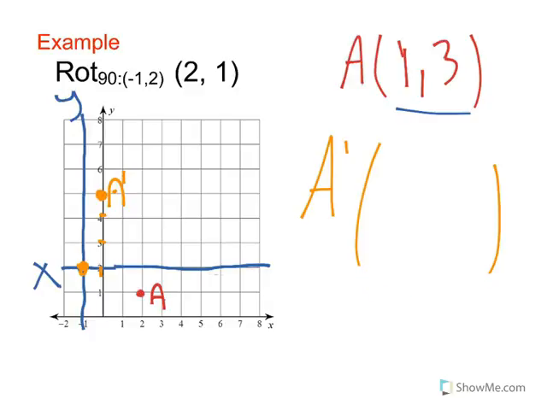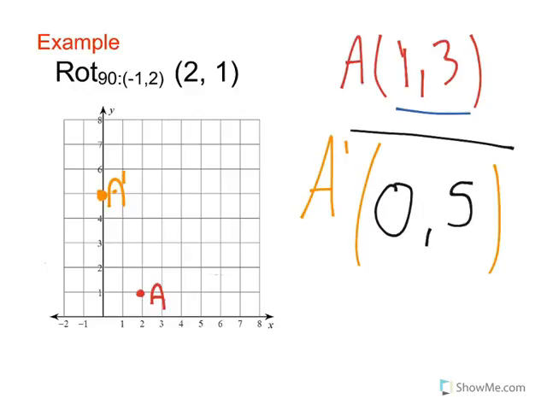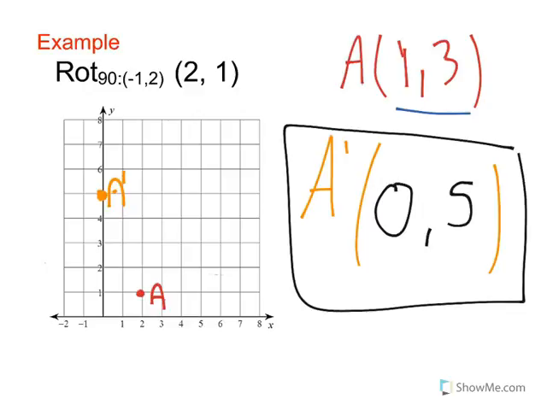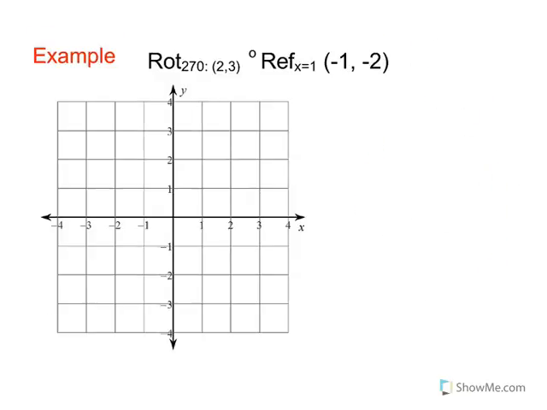But when we write those coordinates, we want to take those axes away that we are using and write the coordinates down based on your actual graph. So that would be at 0, 5. So that is your final answer for rotating the point 2, 1, 90 degrees around negative 1, comma 2.